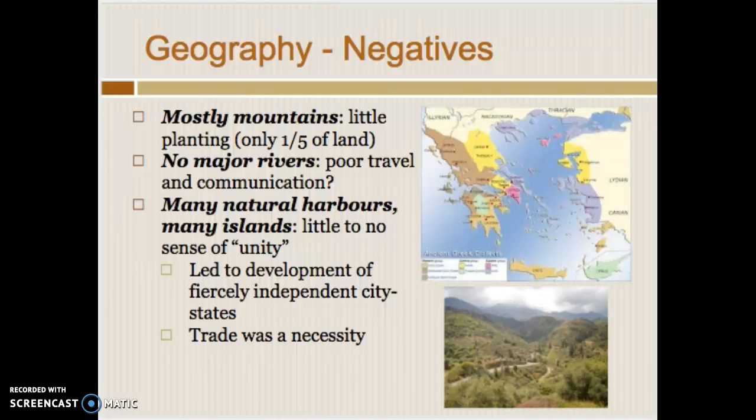Also, it means that trade is a necessity, which we talked about. Yes, they've got a lot of waterways in terms of being able to trade well, but they really do need to trade. And that could, of course, be a negative depending on who they're trying to trade with and what their partners' ideas are about that trade.